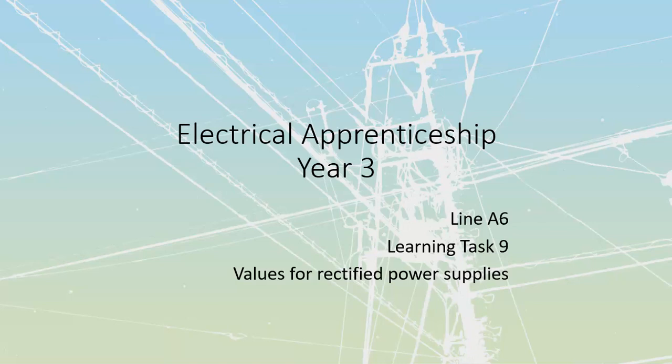All right, line A6, learning task 9, values for rectified power supplies. We have gone over the theory for three-phase rectifiers. We've taken a look at the half-wave rectifier. We've taken a look at the full-wave rectifier. Now what we're going to do is use transformer theory along with rectifier theory to create values that we would be able to utilize.